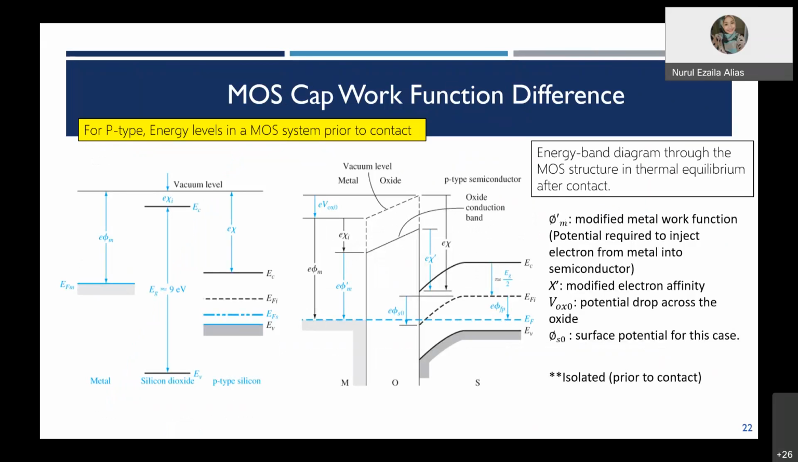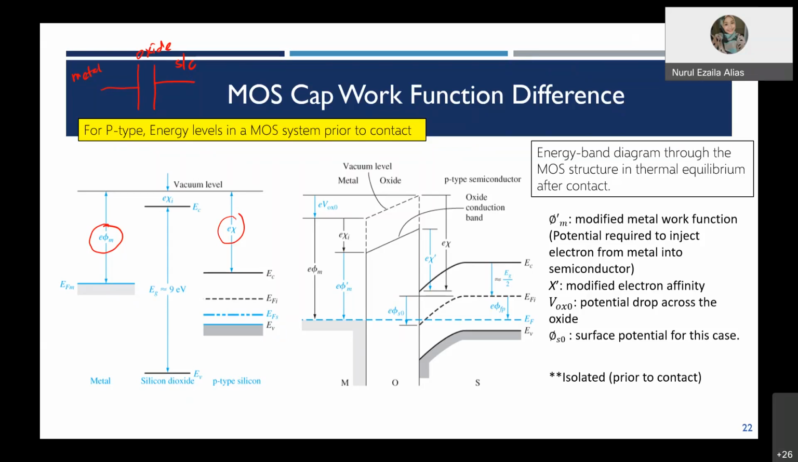Other than that, the combination of MOSFET is between metal, oxide, and then semiconductor. So this is between two plates: the metal, oxide and semiconductor. Of course, between these three, between metal to oxide, metal to semiconductor, there is a work function difference. Inside the metal itself, it has the work function for metal. Inside the oxide it has the oxide electron affinity, and inside the semiconductor it also has electron affinity. So all of these have their own work function value.